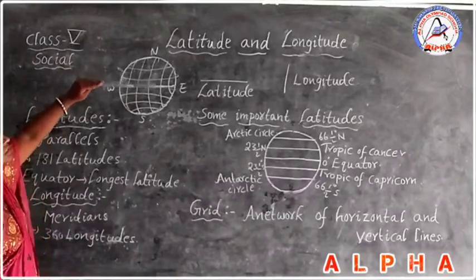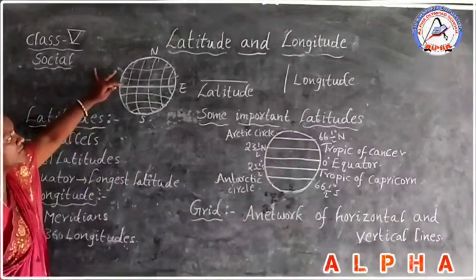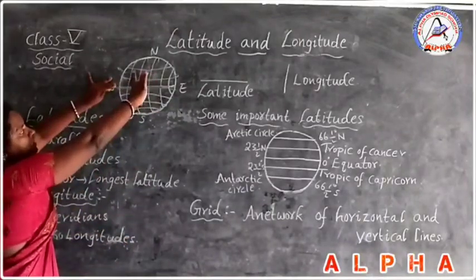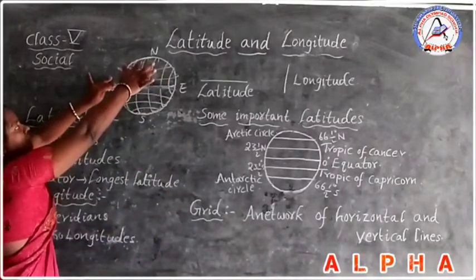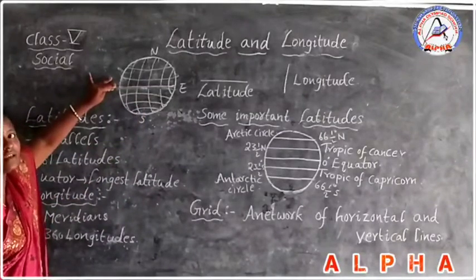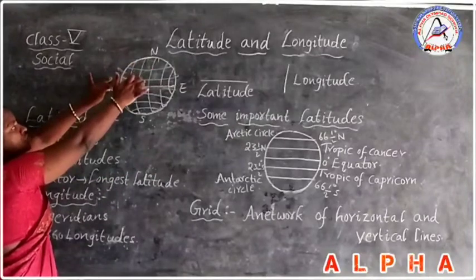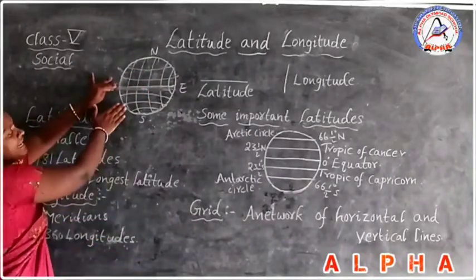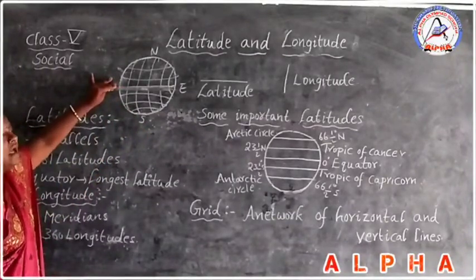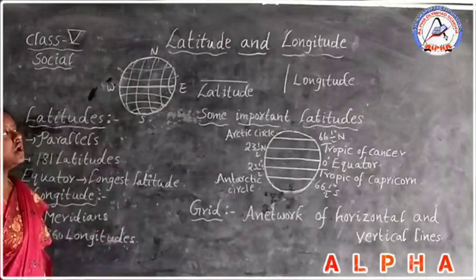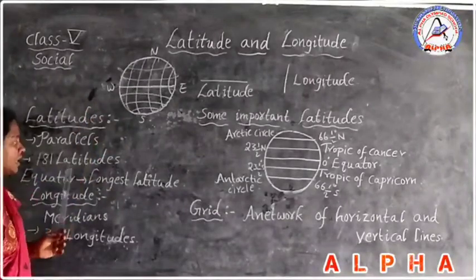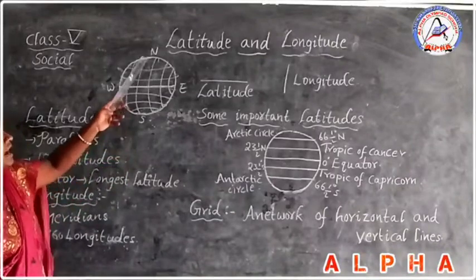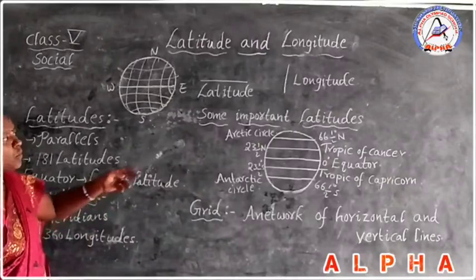The equator divides the earth into two parts. These two parts are called hemispheres. The top part is the northern hemisphere, and the bottom part is the southern hemisphere. 90 latitudes are present in the northern hemisphere and another 90 in the southern hemisphere, and the equator is another latitude. That's why the total number of latitudes is 181.